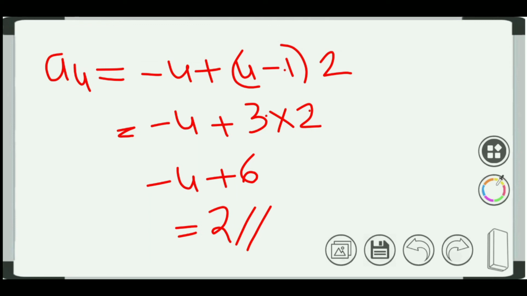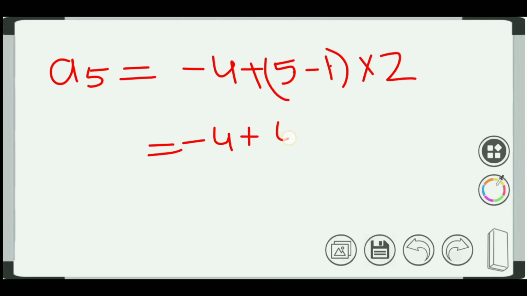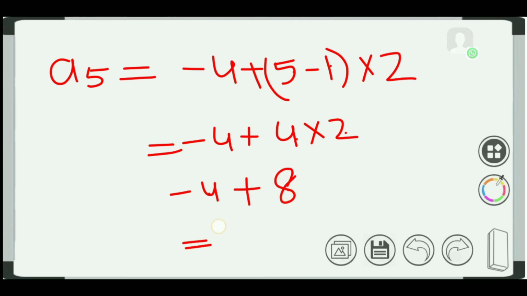And finally you need to find A5, the fifth term. Minus 4 plus n is 5. 5 minus 1 into 2. Minus 4. What is 5 minus 1? 4. 4 into 2. Minus 4 plus 4 2s are 8. 8 minus 4, 4. Okay. So you got the fifth term.